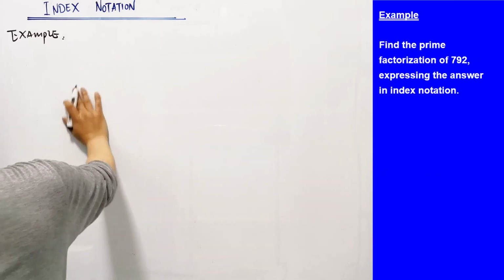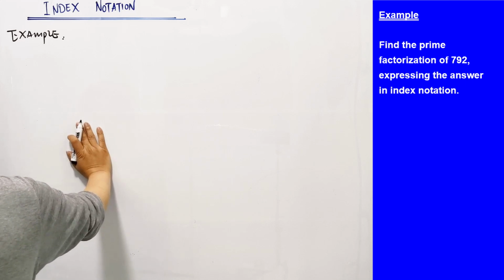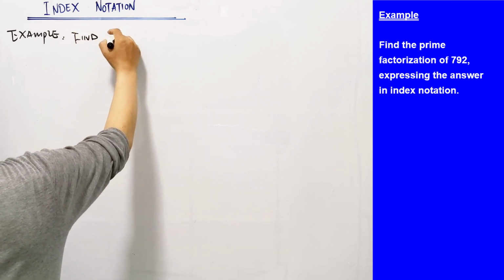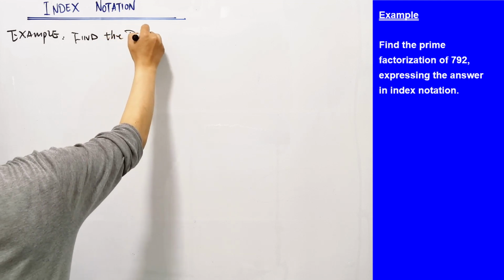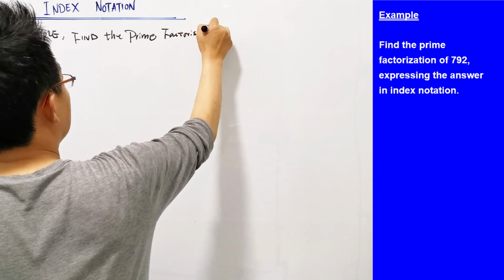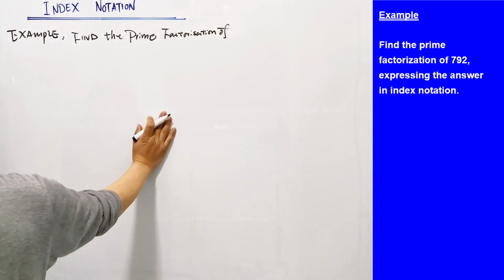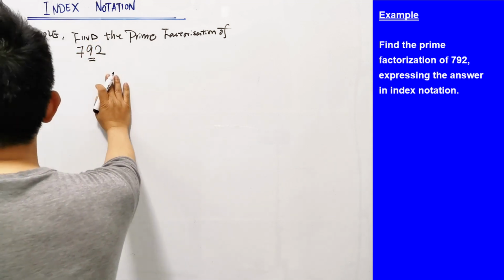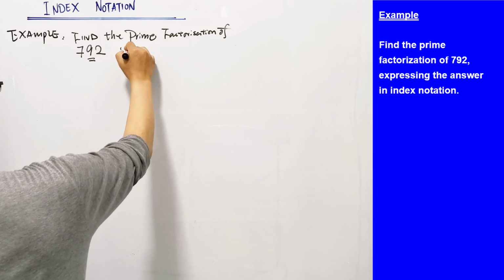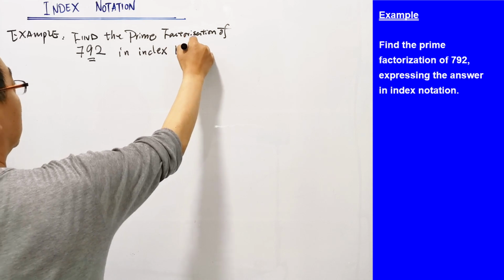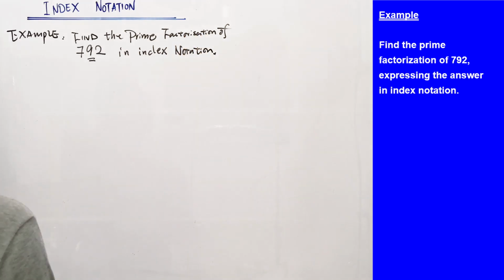Find the prime factorization of 792, expressing the answer in index notation. Okay, let's see how to find this number.